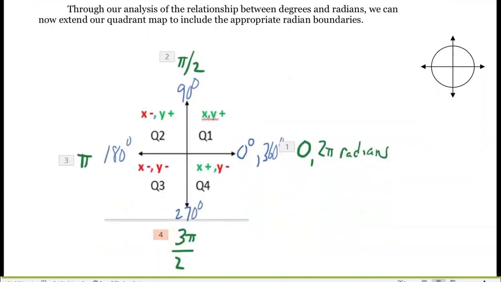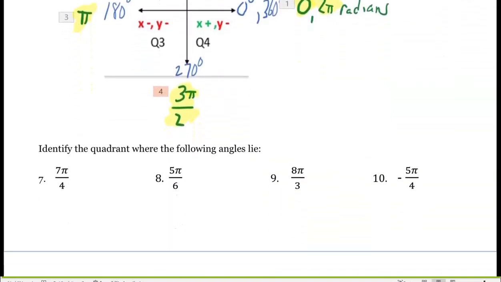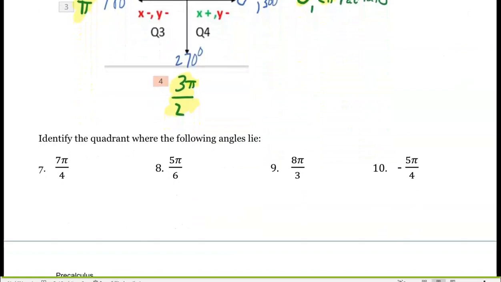Now this is kind of like Captain Obvious, but we have now added the radian measurements to our diagram. So look what we've added. 90 is pi over 2, 0 is 0 radians, and 360 is 2 pi radians. 270 is 3 pi over 2 radians, 180 is pi radians. So that's what you need to know for your diagram.